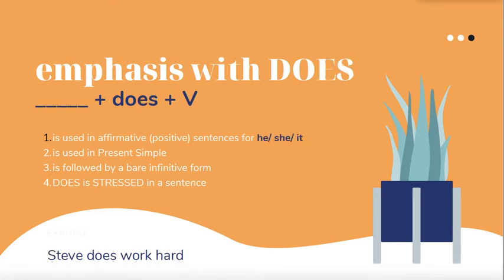Let's move on. The same goes for does, because basically does is the same as do, but we use it for he, she, it. Steve does work hard. We want to sort of direct the person's attention to the fact that Steve works. He does work hard.